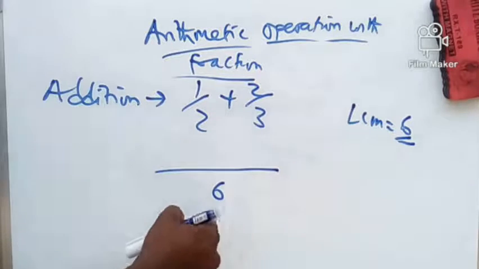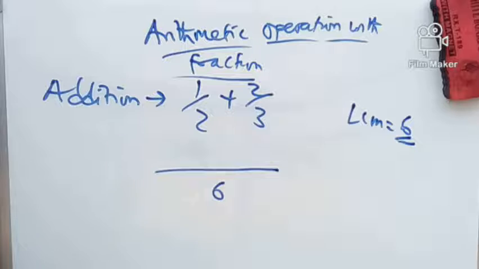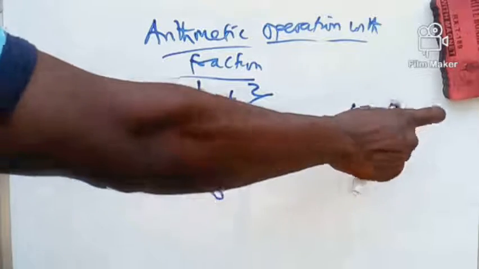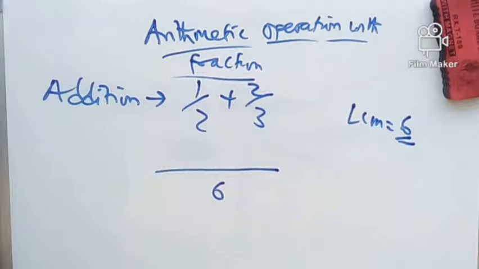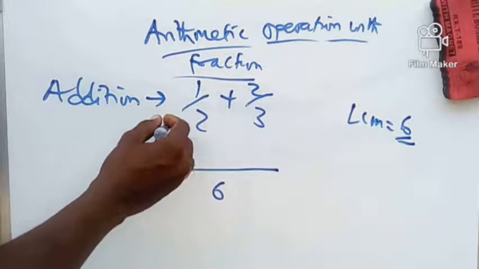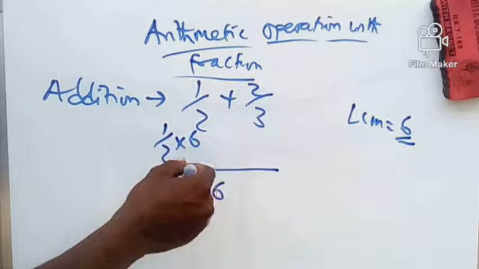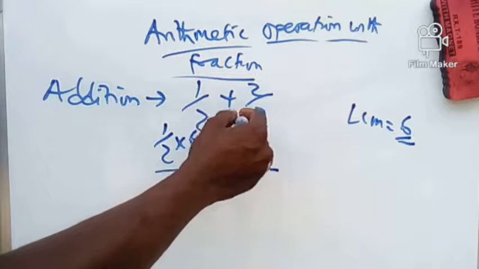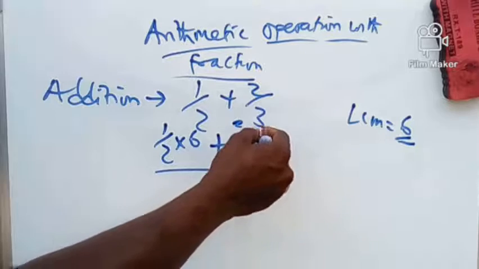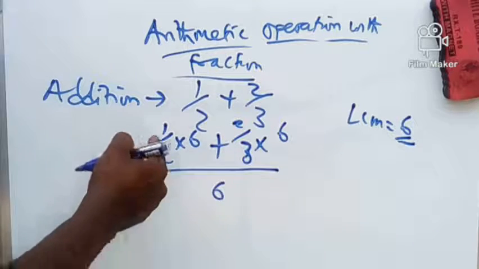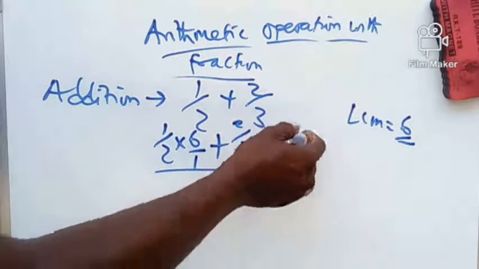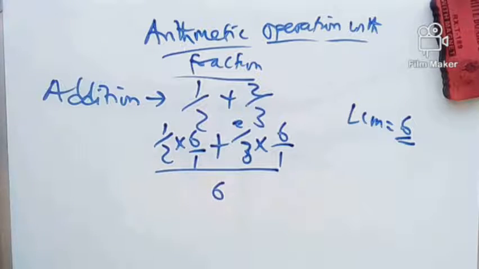Once you draw a line and put a 6, the next stage is to take each of the fractions and multiply them with the LCM that you got. So we take 1 over 2, we multiply by 6. We add it to 2 over 3, and then we multiply it by 6. Remember, since I'm dealing with fractions, this can be 6 over 1. Notice that any number standing alone means that number over 1.